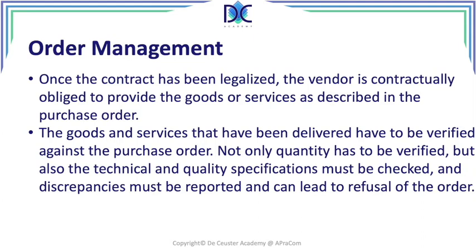If we order one telephone line, it's just one telephone line. But if we order a ton of materials, we have to verify the quantity, but also the technical and quality specifications. We can do some testing, some sampling on the delivery, and then we have to see, is it correct or not? And if there is a problem, we have to react to that immediately.